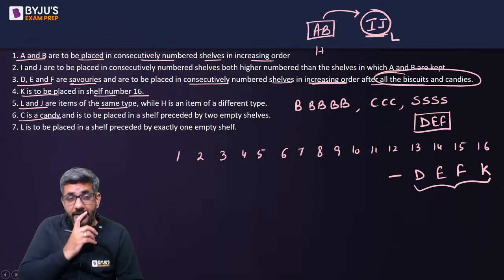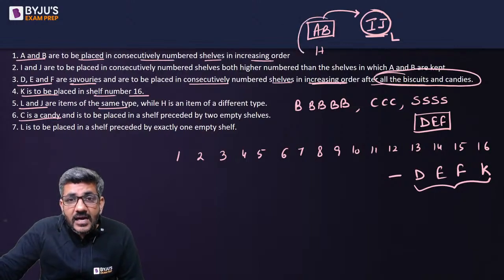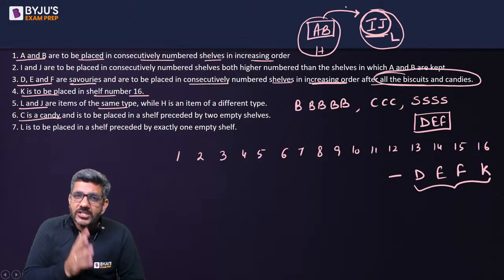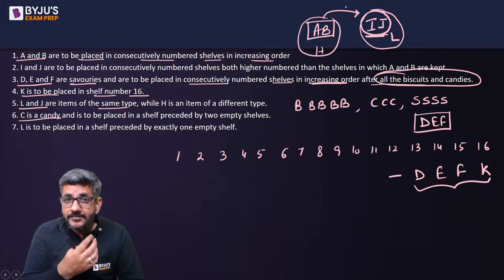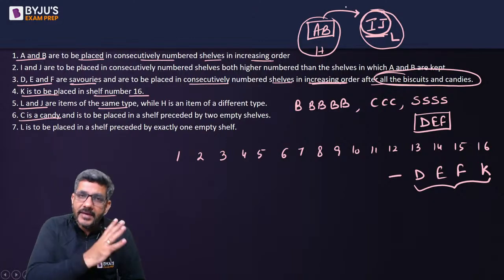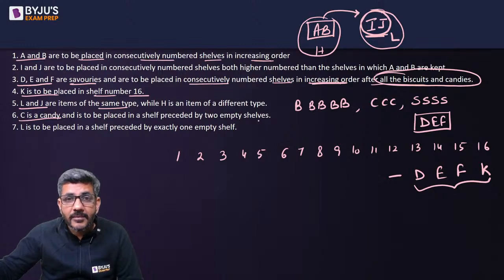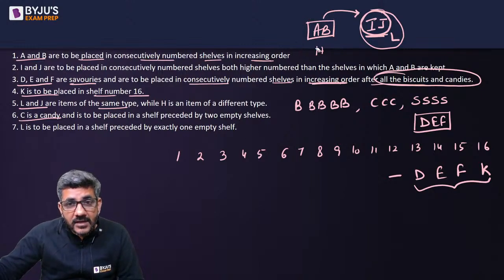Now there is a point. If ABH are one type, IJL are one type, अब candy तो तीन ही है. So either ABH are candy and IJL are biscuits, or IJL are candies and ABH are biscuits. In any case, how can C be a candy then? C तो फिर candy हो ही नहीं पाएगा. This means my assumption that H is of type AB is wrong.